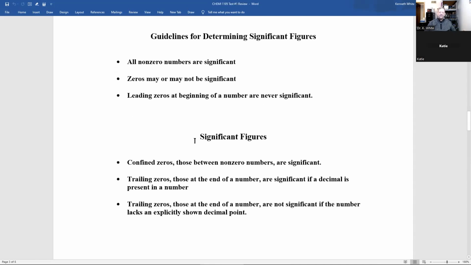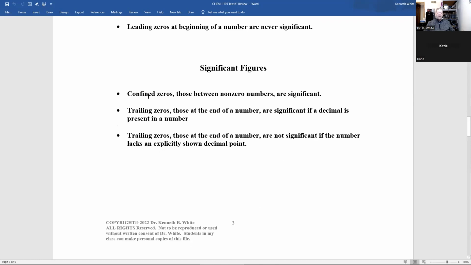Now, next I talked about significant figures. All non-zero numbers are significant. Zeros may or may not be significant. Lead zeros at the beginning of a number are never significant. Now, continuing on, confined zeros, those between non-zero numbers, are significant. Trailing zeros, those at the end of a number, are significant if a decimal point is present in the number.